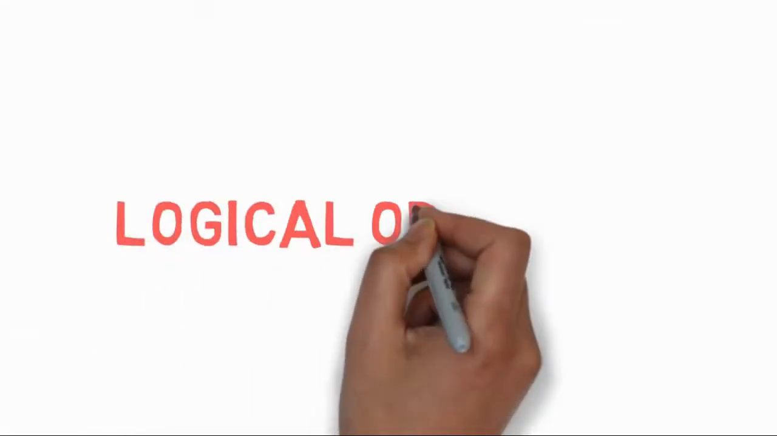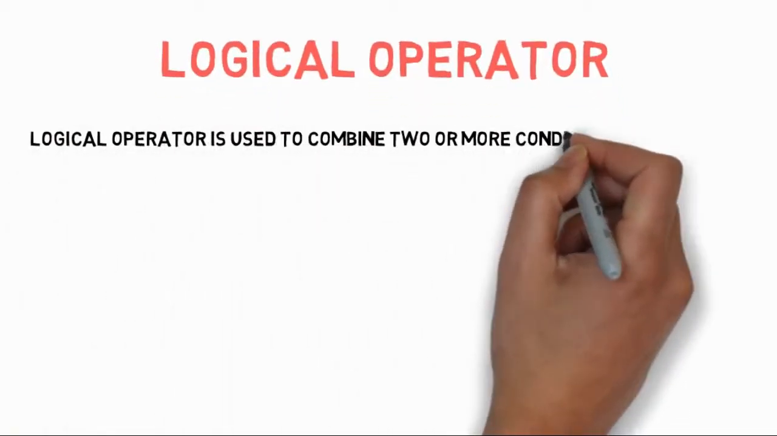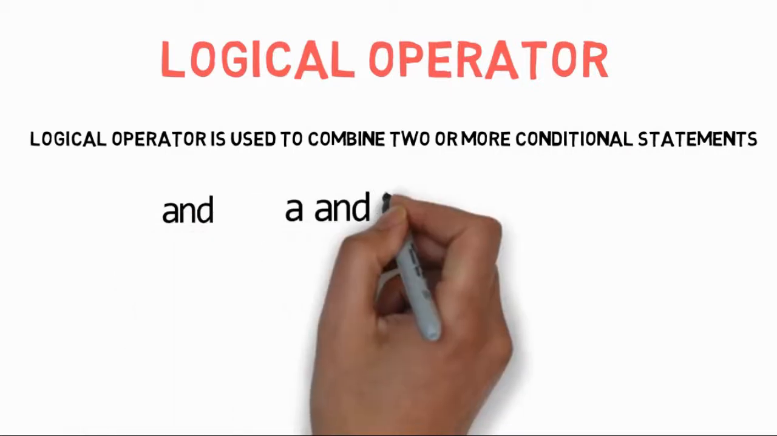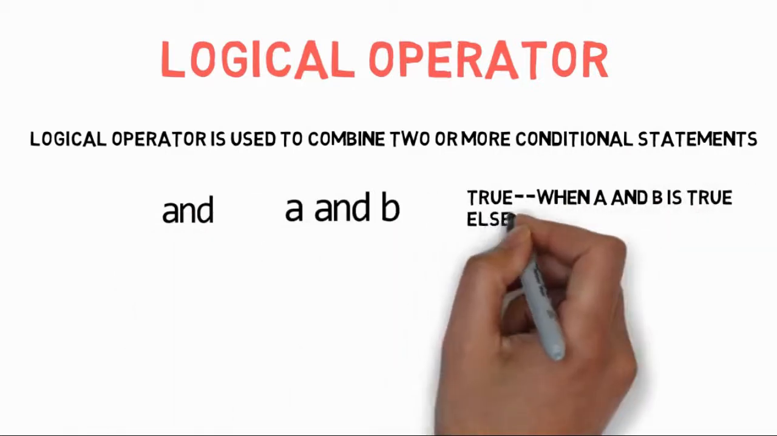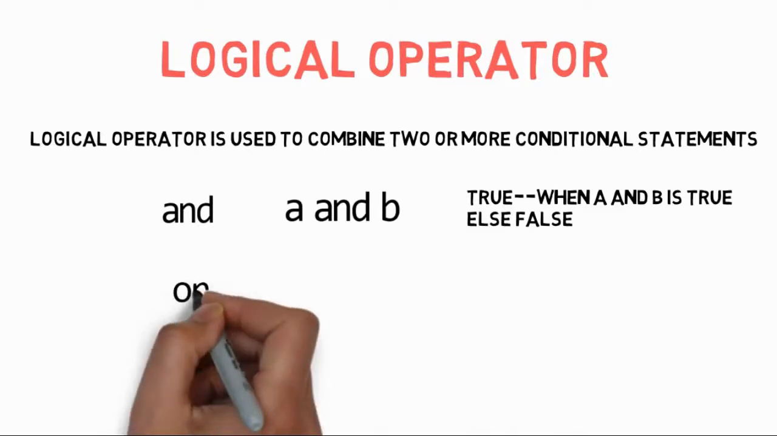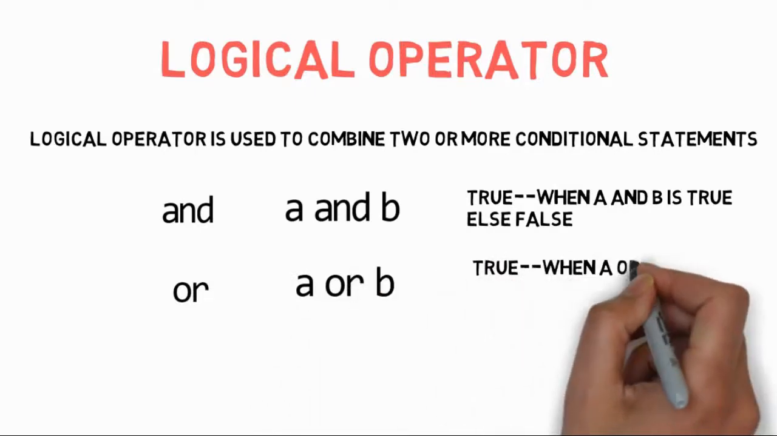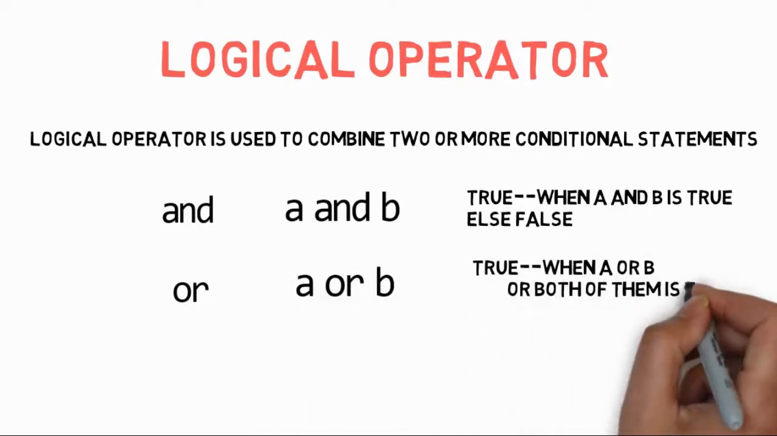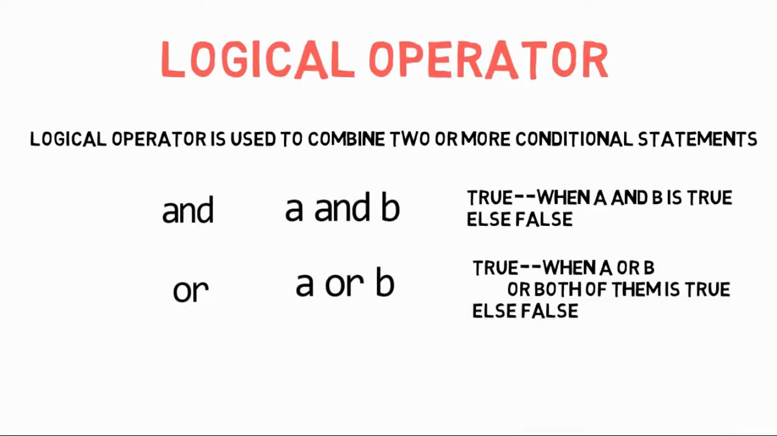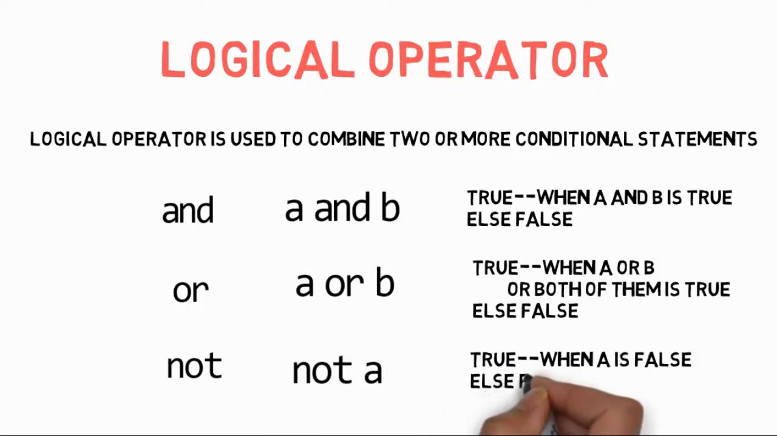Now let's see about the logical operator. Logical operator is used to combine two or more conditional statements. The first logical operator, AND, returns true when A and B both return the value true, or else the AND operator will return false. OR is the second operator, which will return true when A or B returns true, or both of them return true, or else it will return false. NOT operator is used to return true when A is false and false when A is true.